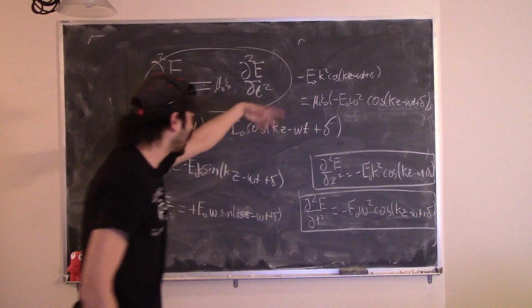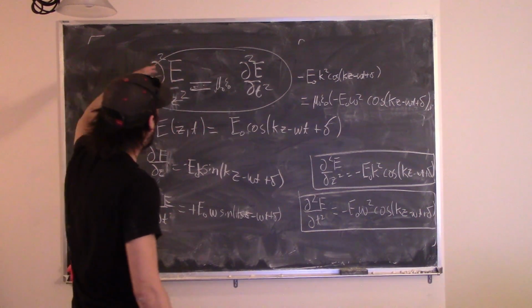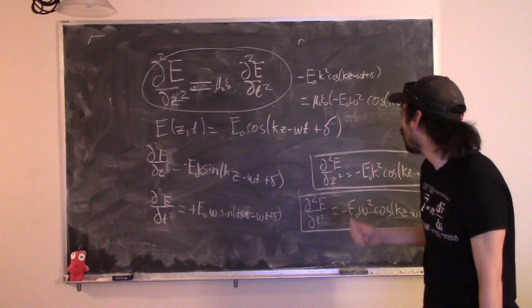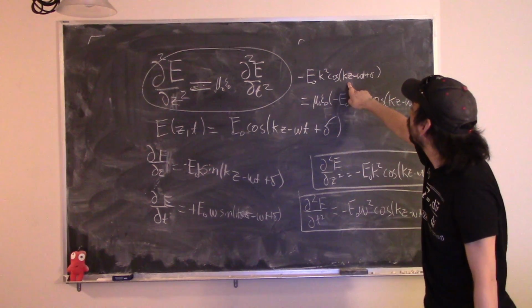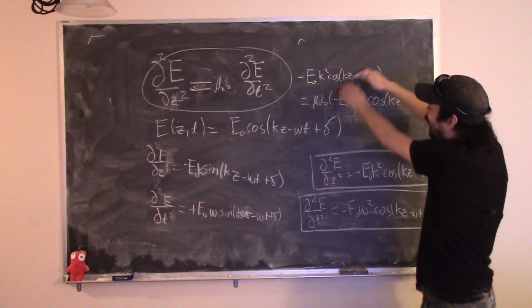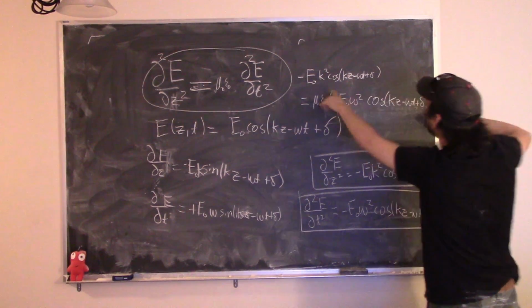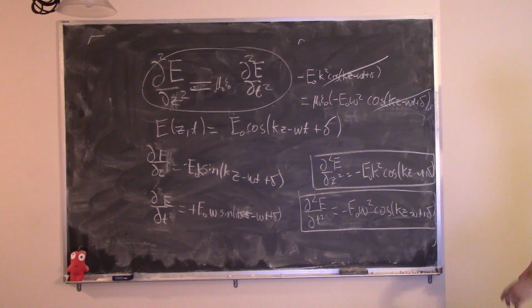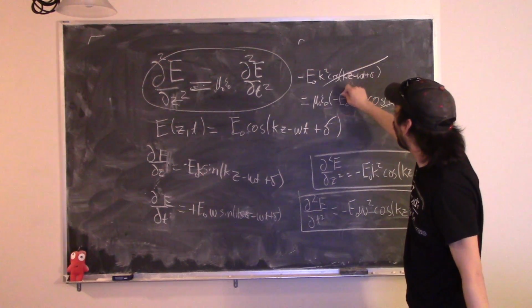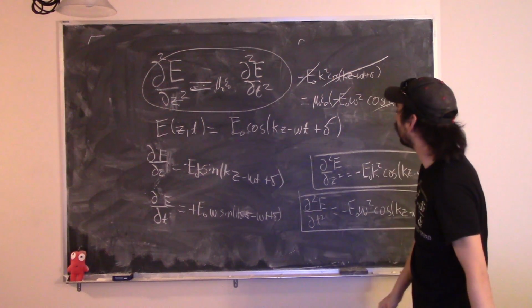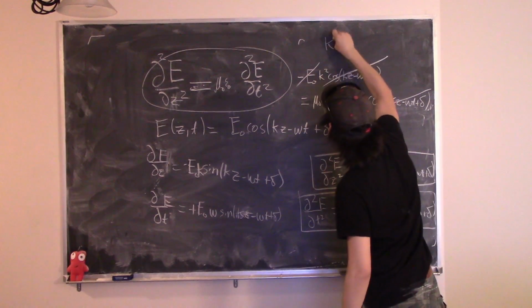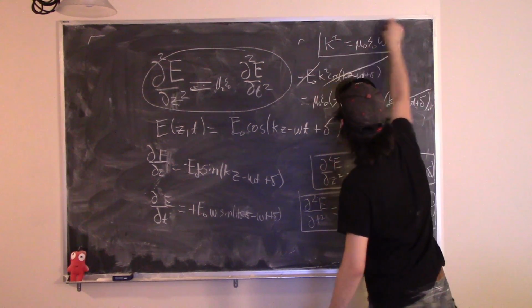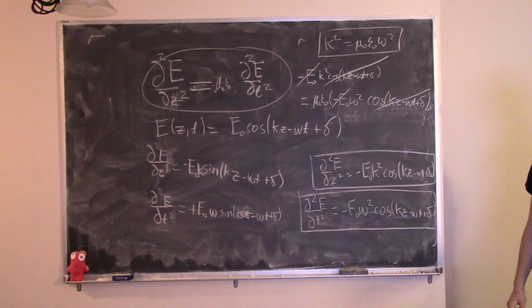And I see something kind of curious happening here, because I cancel out my dependency on z and on t, because all of the z and t dependency is inside this cosine. I have a cosine on both sides of the equation, so I can cancel them out. I can also cancel another term: I have a minus E0 here and a minus E0 here. And then what this says is k squared is equal to mu 0 epsilon naught omega squared. That's the real condition that comes out of this.